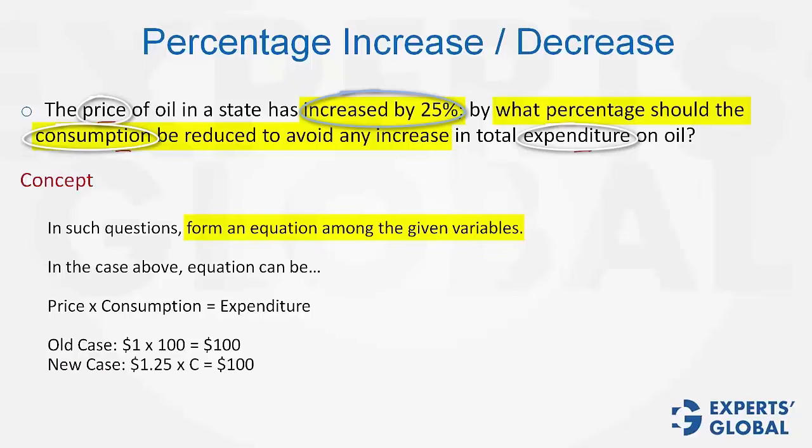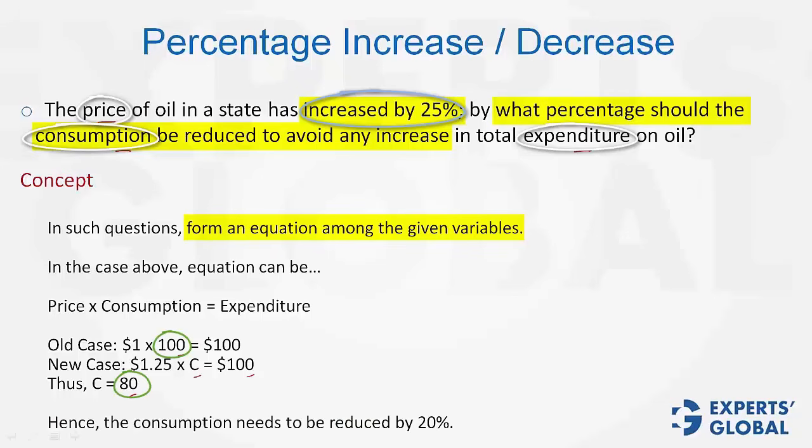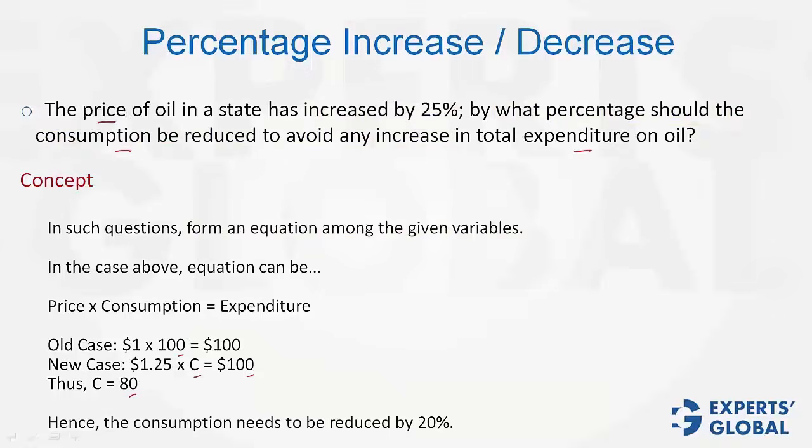New case, 1.25 is the new price. The new expenditure is still 100, and the consumption is C units. That would give us a value of C. C equals 80. The new consumption is 80. So the consumption dropped from 100 to 80, and therefore a 20% decrease is the right answer choice.